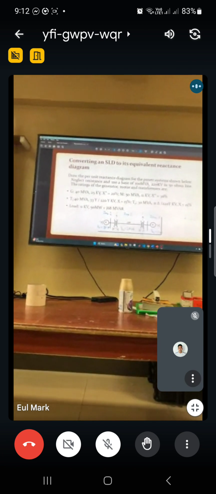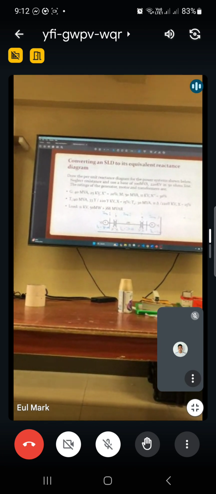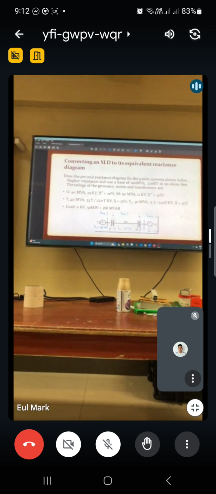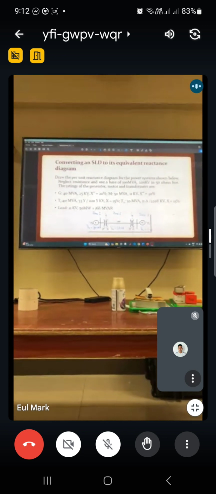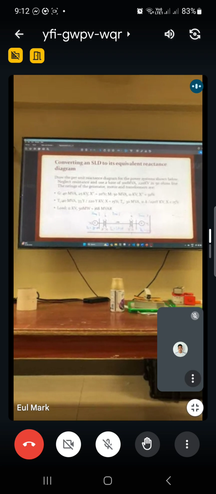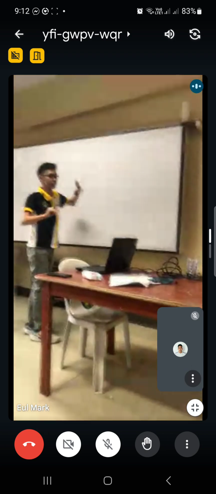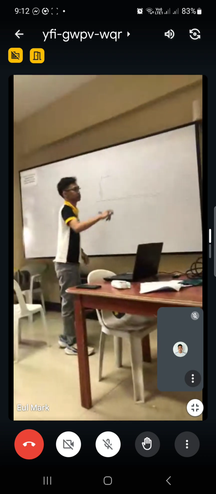Transformer. Okay? By the way, sir, we should put a circuit breaker at every point, no? Or every point of connection with the power system. So don't forget the breaker, okay?